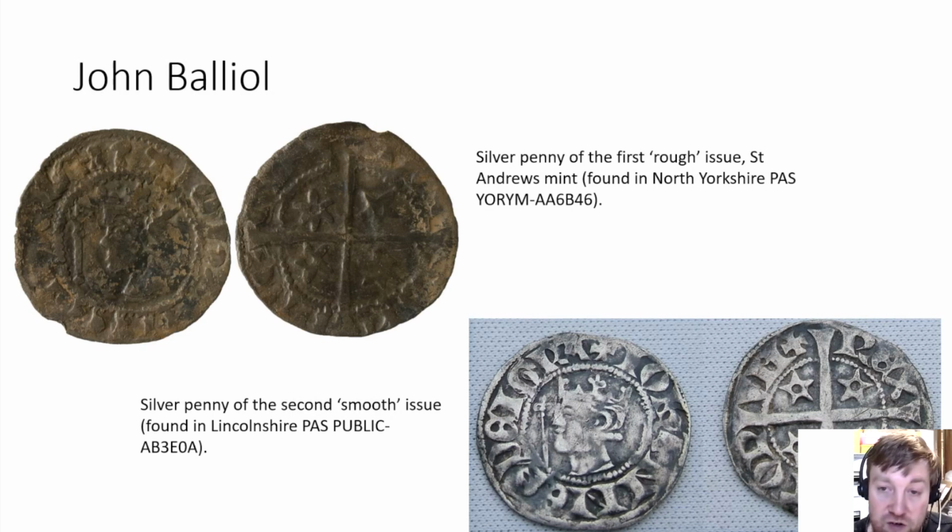Generally, the first issue, the rough issue, is crudely produced. The busts are crude, and generally the mullets on the reverse have 6 points. Whereas on the second, smooth coinage, the coins are much better produced, and the mullets have 5 points. So those were the two main types of John Baliol, and they were produced to the same standard as the English coins and were circulating in England, Scotland, Ireland and further afield. They're also found as single finds and in hoards.